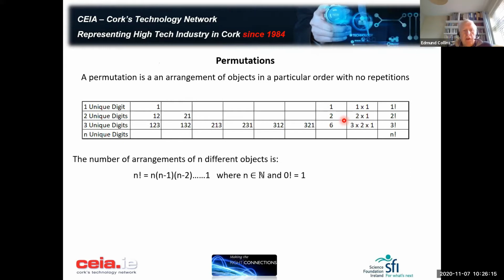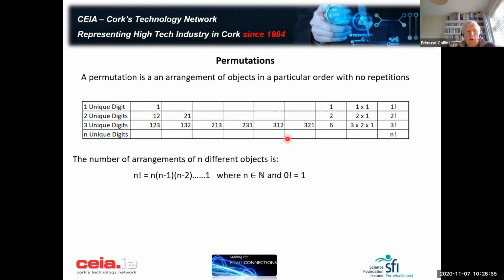So a permutation is an arrangement of objects in a particular order with no repetitions. If we take some digits here starting with 1, with 1 we can just have one permutation, it's just 1. I've written this in terms of a factorial, so it's 1 by 1, and that equates to factorial 1, which is 1. If we have 2 unique digits, 1 and 2, then the permutations are 1, 2 and 2, 1. So that's two possibilities there.